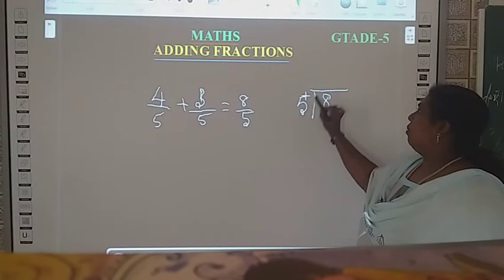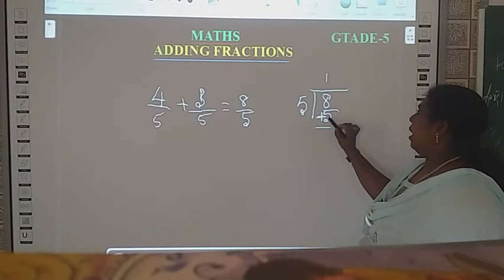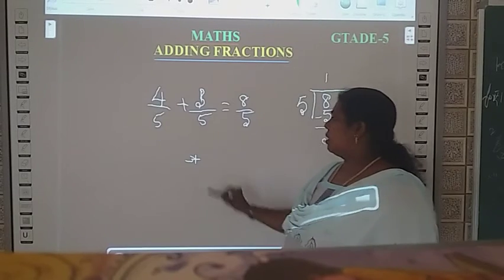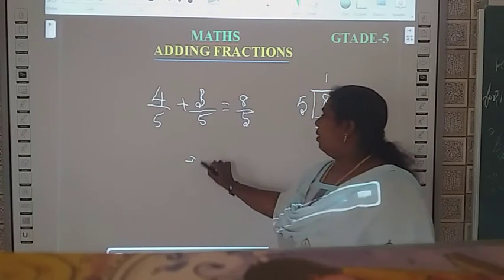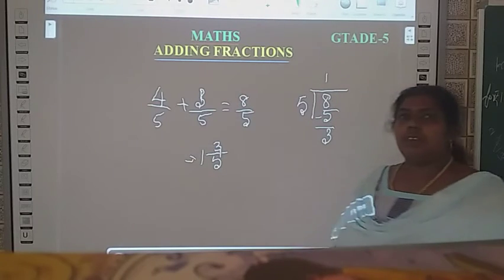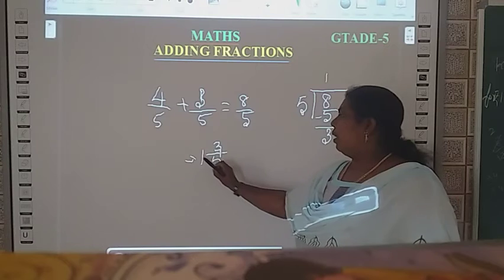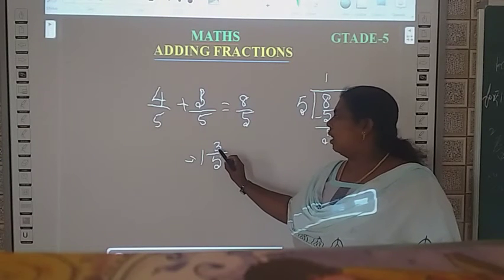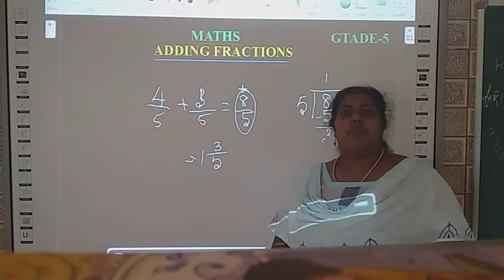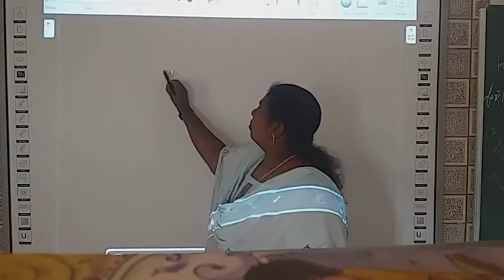Divided by 5. 5 how many times? 1. 5 ones are 5. Then we have to subtract: 8 minus 5 is 3. So what is the mixed fraction? 1 3 by 5. Now we can check the answer also. How can we check it? Is this right or wrong? 5 times 1 is 5, 5 plus 3, how much? 8. 8 divided by 5. So we are getting the improper fraction, right? Do you understand?